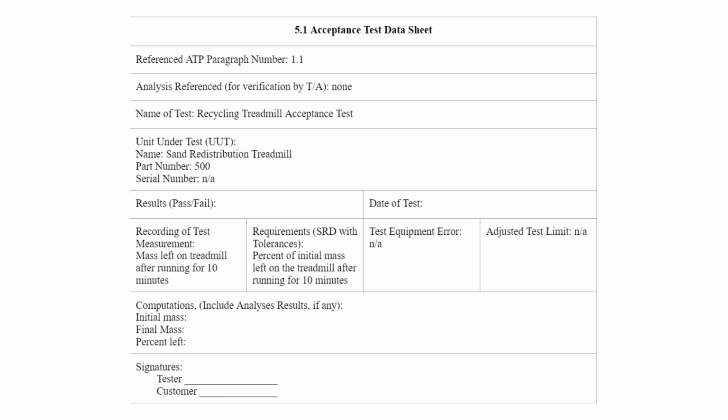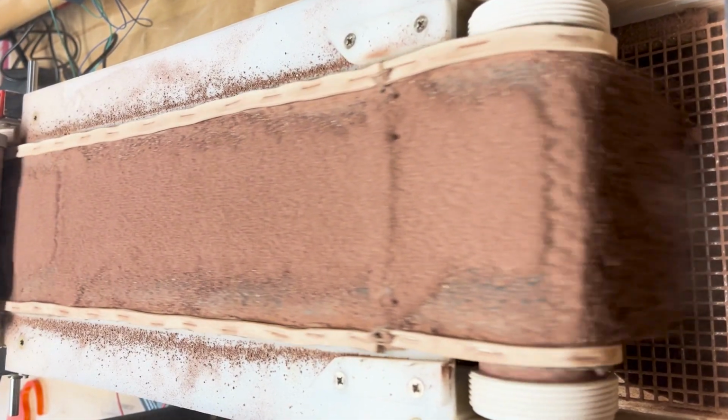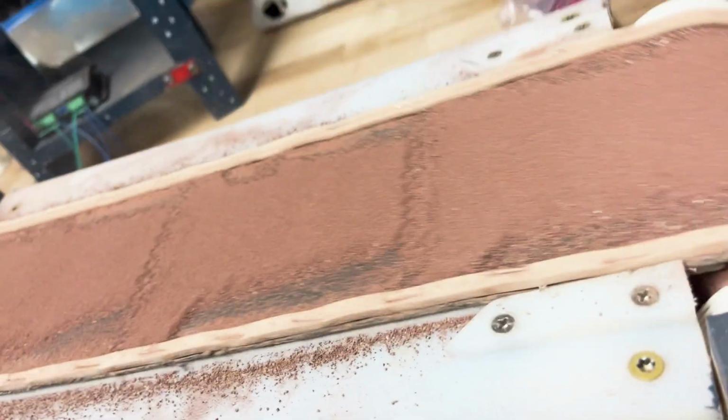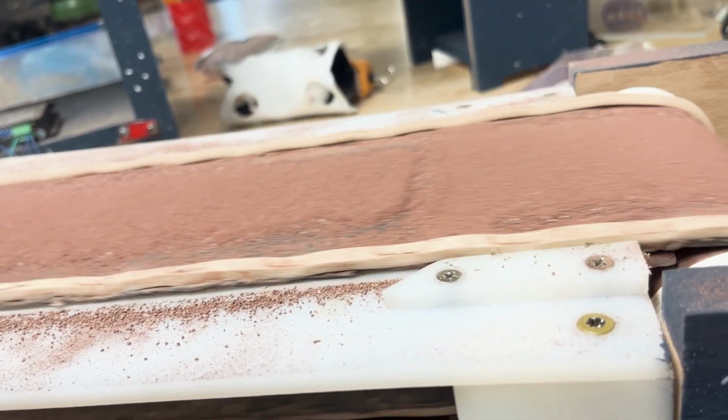The verification procedures of the SRT treadmill subsystem focused on the collection and recycling of 95% of the regolith initially put on the treadmill. To do this, a set amount of regolith or sand testing material was measured and put on the treadmill system. The treadmill was run for 10 minutes at a rat's running pace of approximately 19 centimeters per second. The material left on the belt after the runtime of 10 minutes was weighed and compared to the original measured weight.